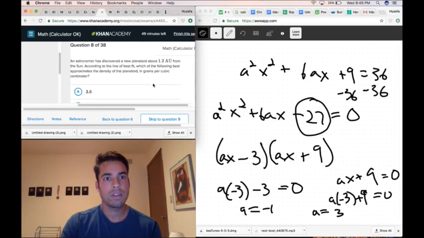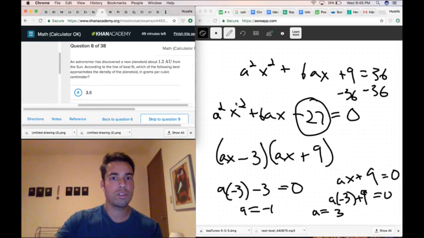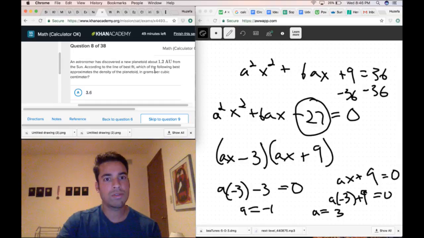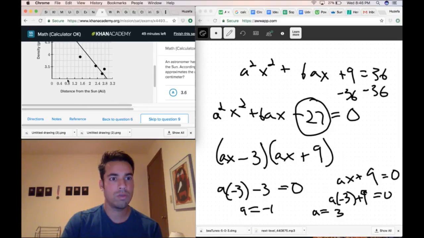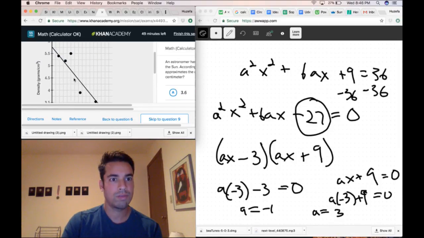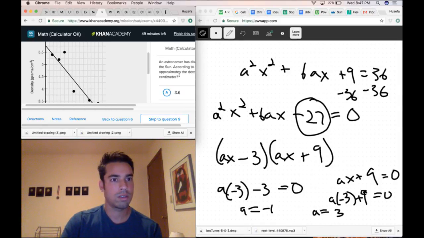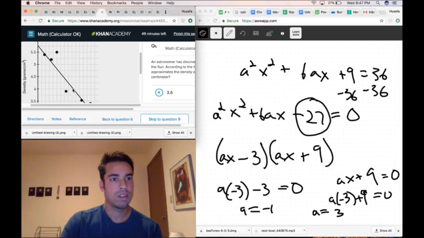Okay, so we're good. And astronomers discovered a new planetoid about 1.2 AU from the sun. According to the line of best fit, which of the following is, so we know the distance is that. What's the density? 1.2 AU. So right here, the line of best fit is this guy. So it should be about 4.6 or something like that. Because this is 4.75, so a little bit above that. I'm going to say 4.6. And there you go.